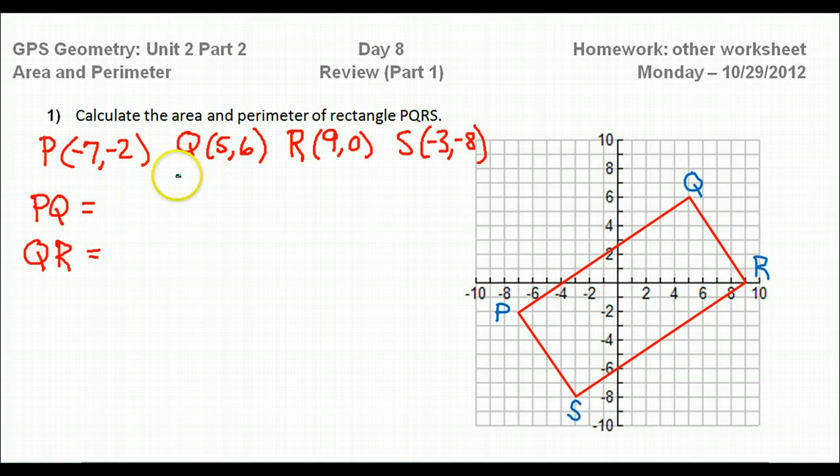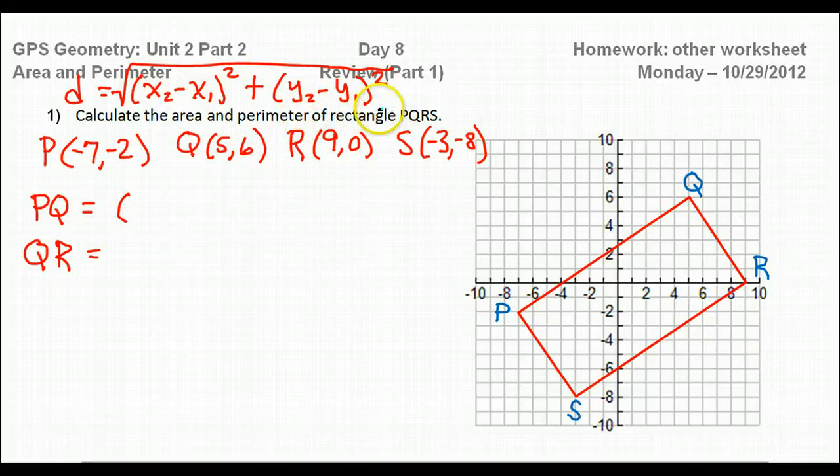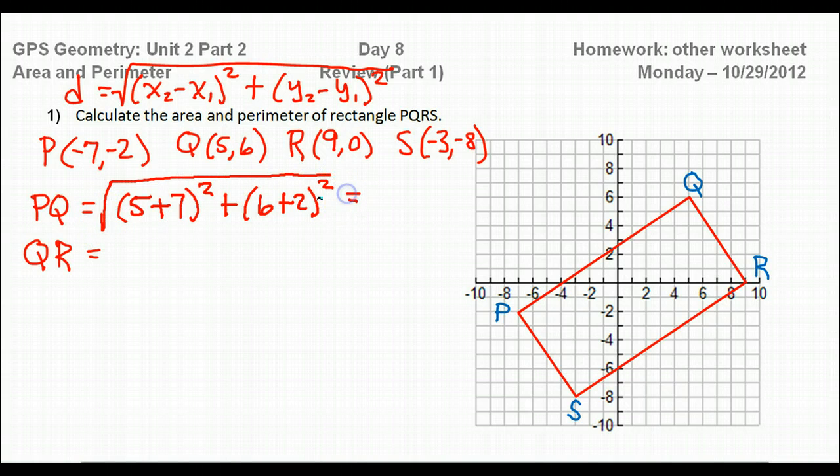So PQ. Alright, so I'm going to do the distance formula. That's going to give me 5 plus 7, because that whole minus and negative you add, squared. Now the y, so 6 plus 2 squared, and take the square root of all that. Well, that is 4 radical 13. Okay, so that's PQ.